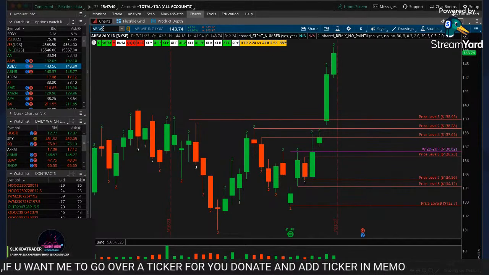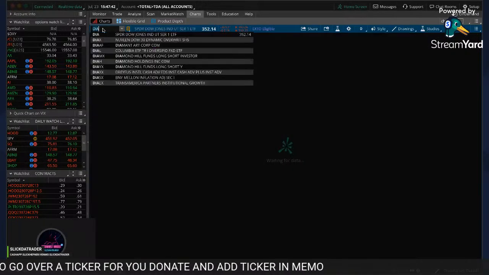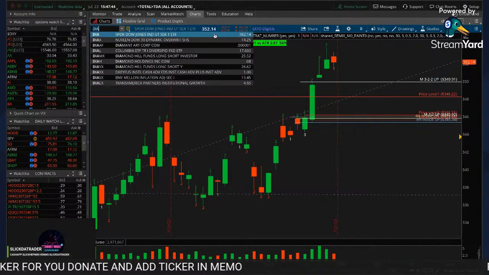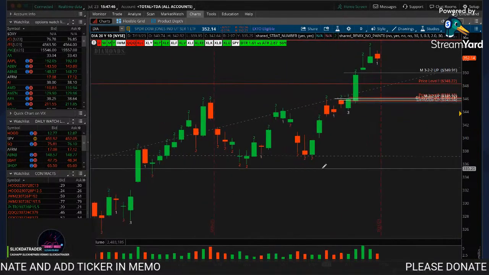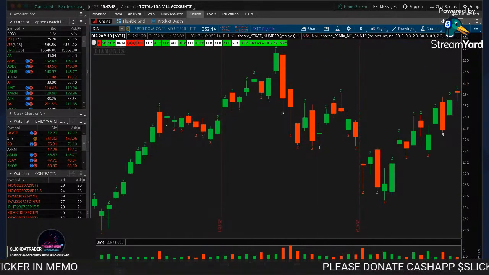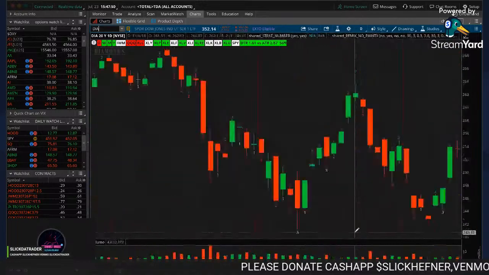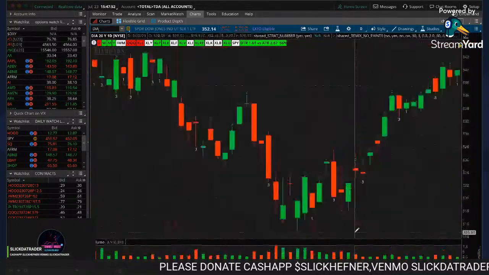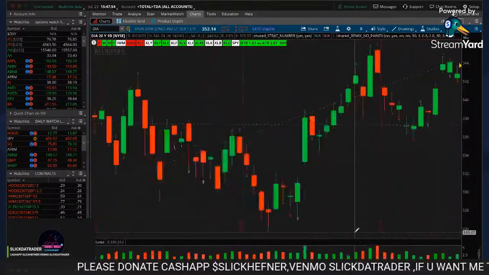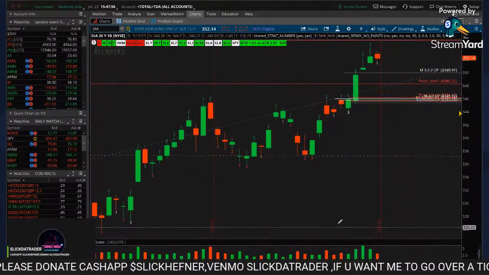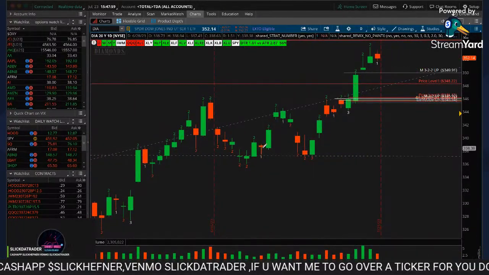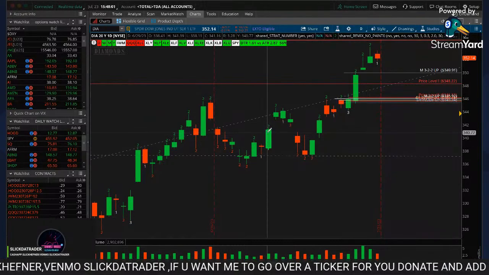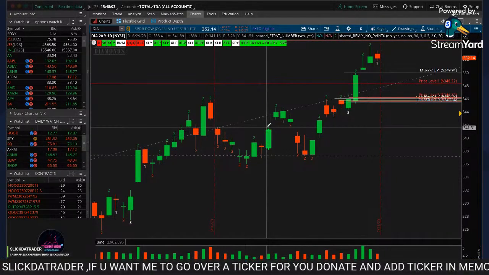I mean, I played DIA last week, and look, it just consolidated like crazy, right? I had some levels marked out. I don't know if they're still on this chart, but it consolidated like crazy, and I actually got in on this one, and we broke out that next day, and I took profit.